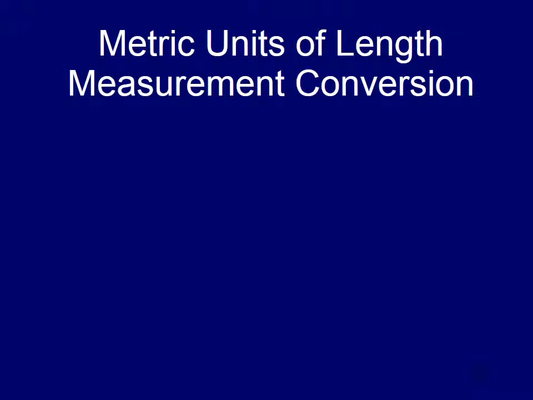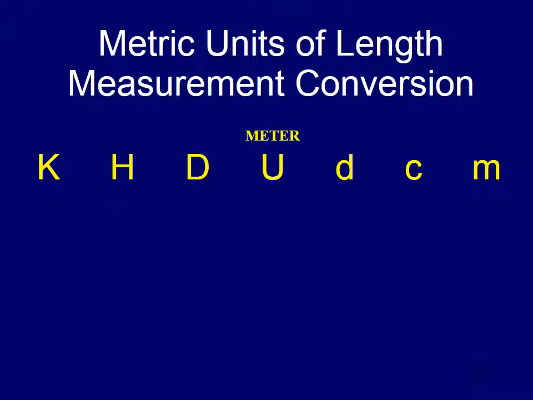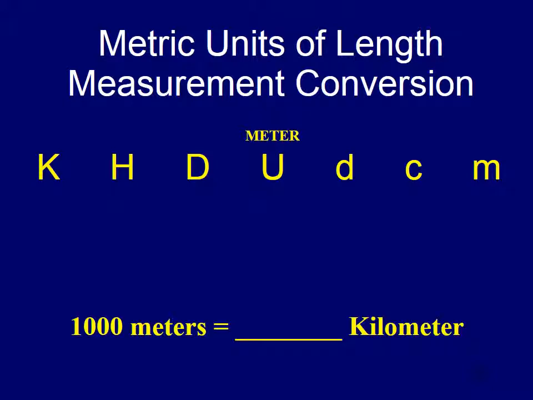Now let's see how we're actually going to convert these measurements. Remember, King Henry doesn't usually drink chocolate milk. And we're going to put meter as our basic unit of measure. Now I have a problem down below that says 1,000 meters equals so many kilometers. First thing I'm going to do is put my finger, indicated by the red dot, on what I'm trying to convert. In this case, it's meters.